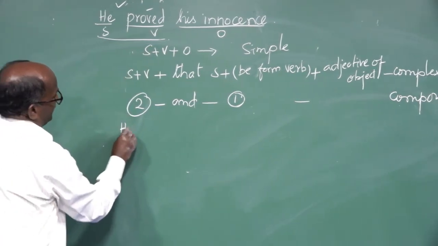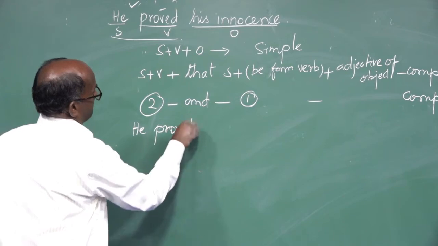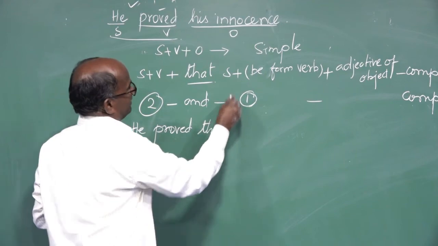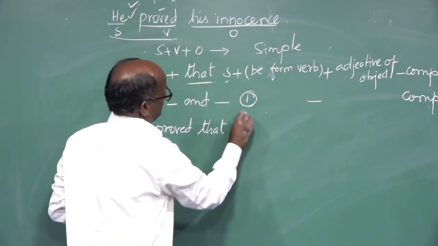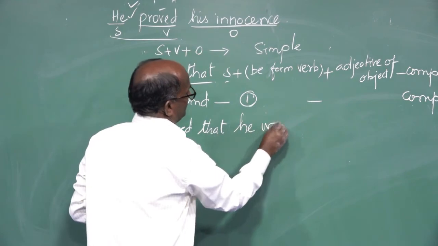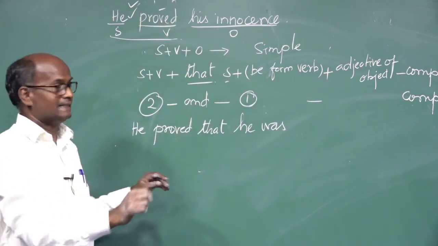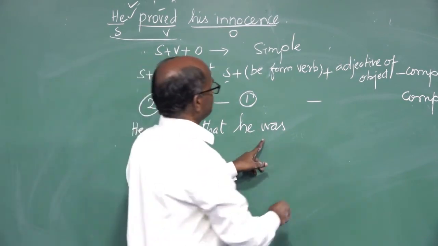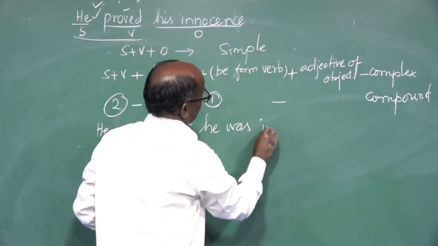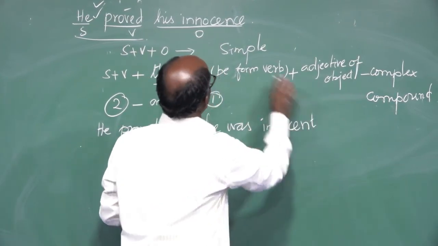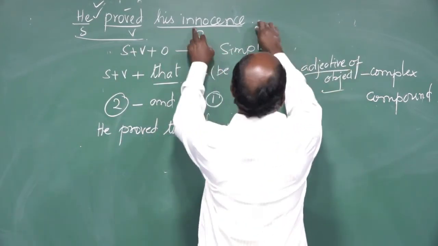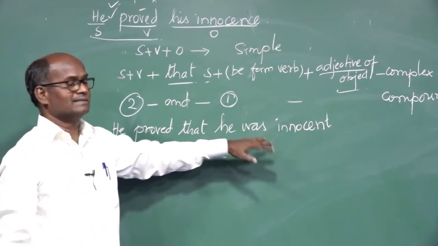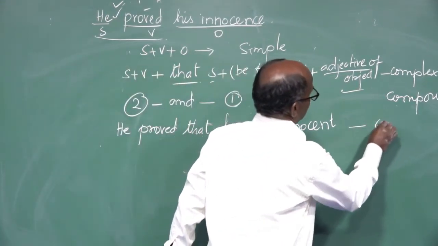I write now, he proved that, according to this formula, that he, as it is he, tense is past. He was, because proved is past tense, so I choose the be form verb, singular third person, was. He was innocent. The noun innocence changes into the adjective form for this object, innocent. He proved that he was innocent. This is complex.